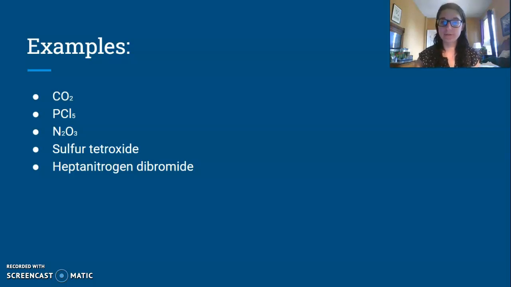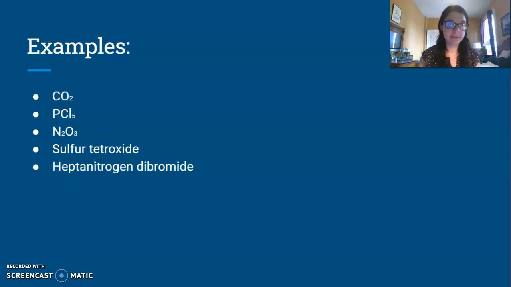The third one, we have N2O3. So that would be dinitrogen trioxide. And then for the last two, we are given a name, and we want to give the chemical formula. So sulfur tetroxide, there's no mono in front of sulfur, but we know it's mono because it's the first element and it has no prefix.